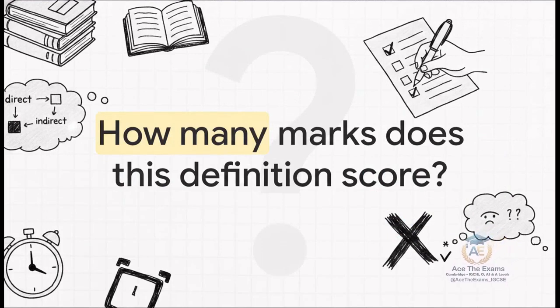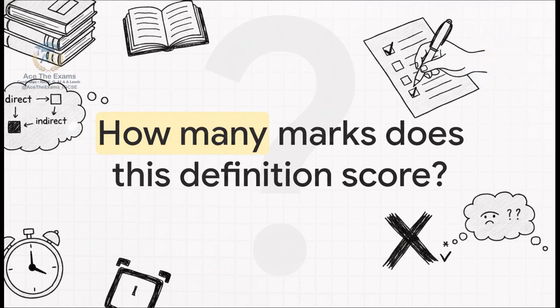Imagine sitting in that exam hall. You're facing a heavy scenario-based question about data sources. You confidently write down this exact textbook definition. Direct data is collected for a specific purpose, while indirect data was originally collected for a different purpose. You put your pen down. You feel amazing. You think you've secured the points.